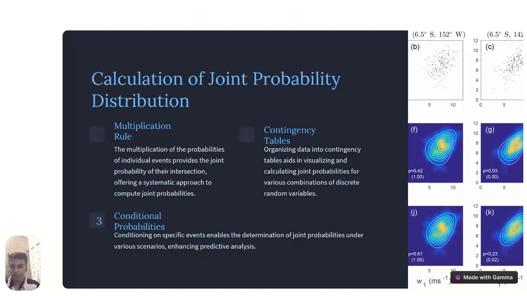Calculation of joint probability. Multiplication rule: the multiplication of the probabilities of individual events provides the joint probability of the intersection, offering a systematic approach to compute joint probabilities. Contingency tables: organizing data into contingency tables aids in visualizing and calculating joint probabilities for various combinations of discrete random variables. Conditional probabilities: conditioning on specific events enables the determination of joint probabilities under various scenarios, enhancing predictive analysis.